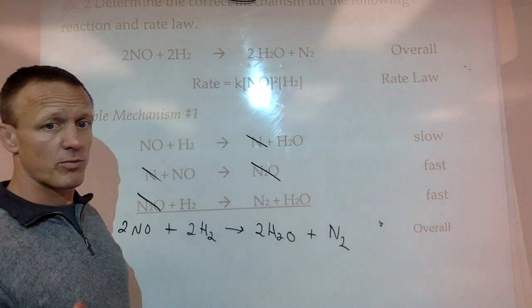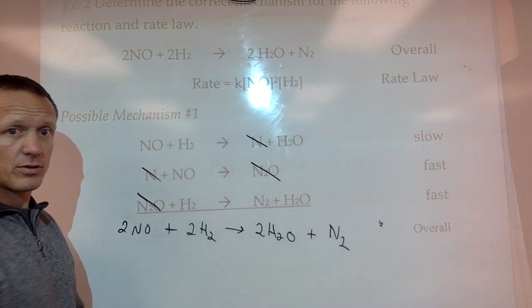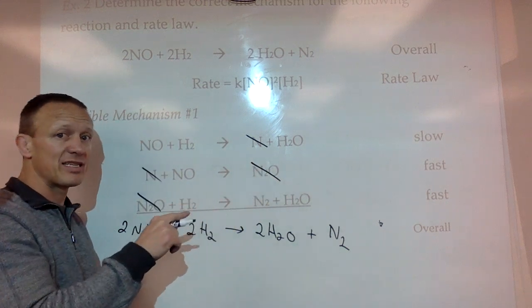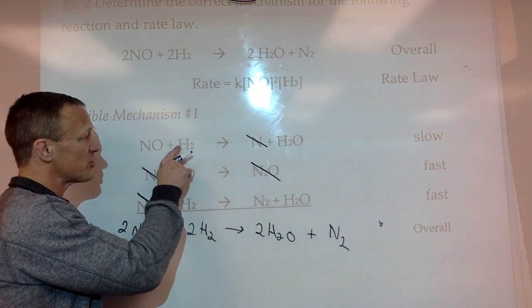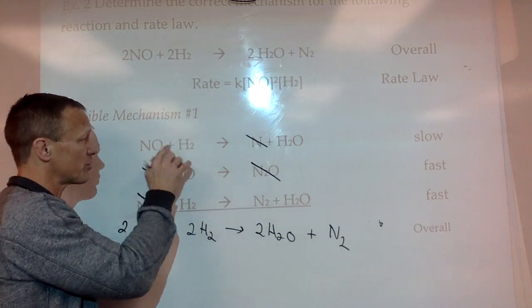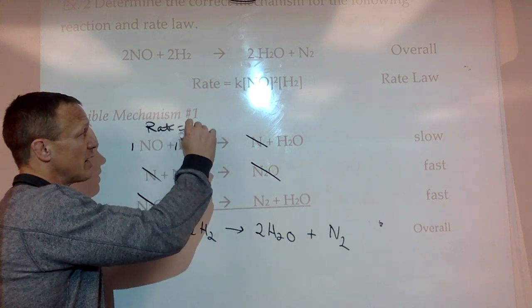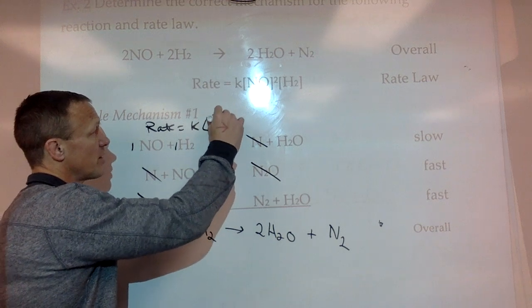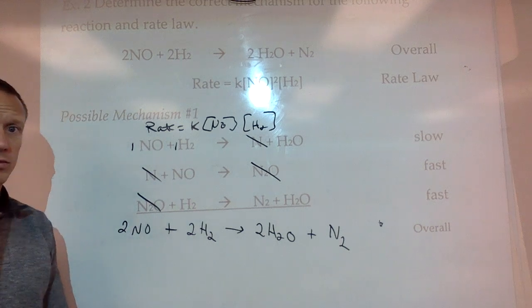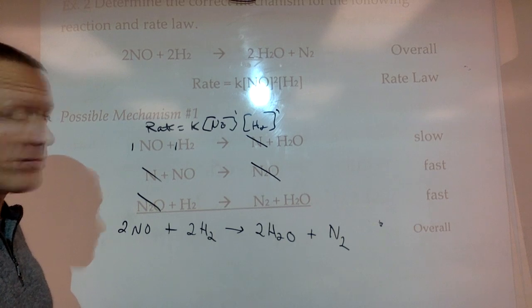Now, this is the important part of this stuff probably. Our rate expression is based on the slow step. And when we have individual elementary steps for a reaction, we can go by the coefficients for our orders. So since this is a 1 coefficient and a 1 coefficient, we can write rate equals k, concentration of NO times concentration of H2, both to the first power.